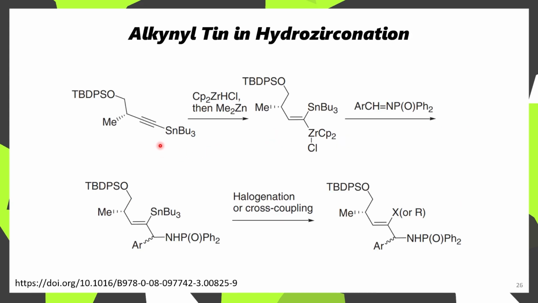These also tolerate the presence of a tributyl tin group, which is rather bulky, and you might think that it would be disfavored. However, it's well tolerated. In this case, over several steps, the zirconium was displaced with this imine so that this amine group could be installed, and through halogenation or cross-coupling, such as a Stille reaction, this tributyl tin group could be replaced with a halogen or some sort of R group.